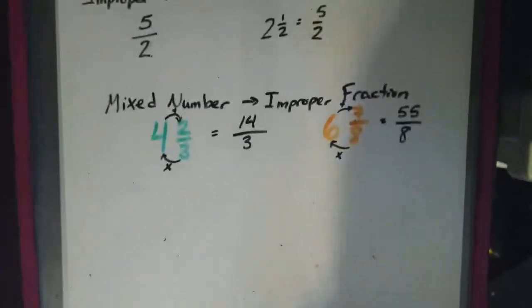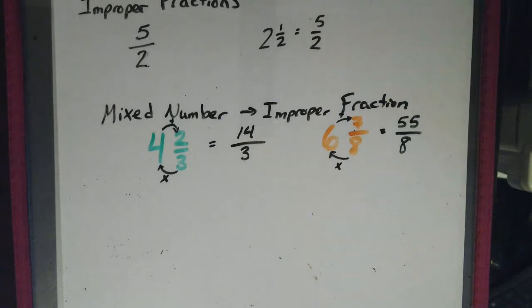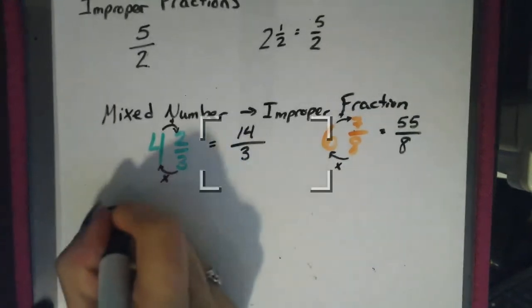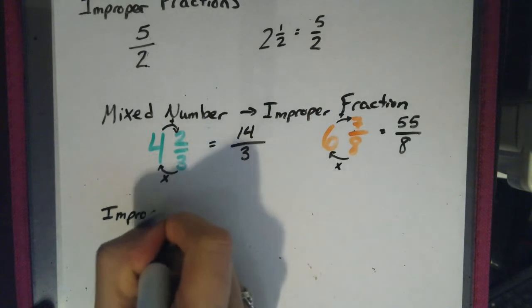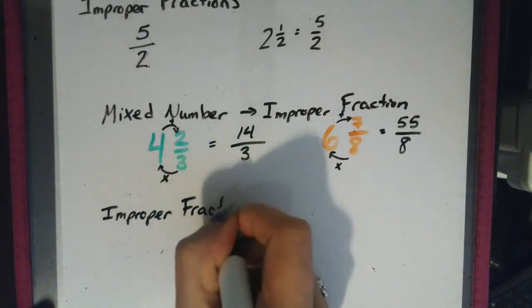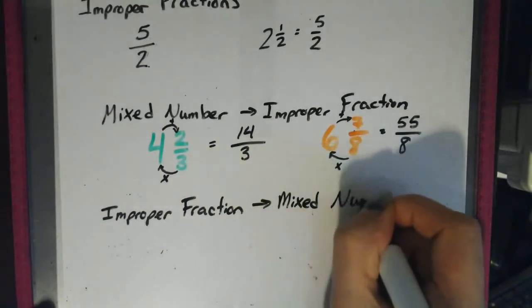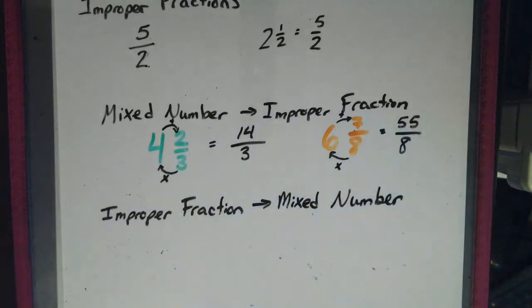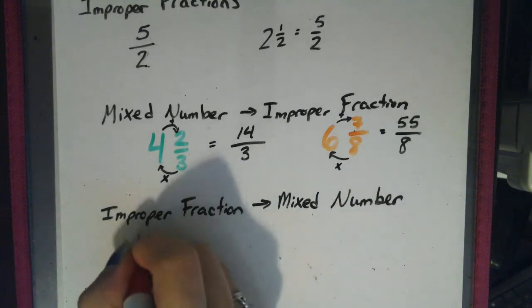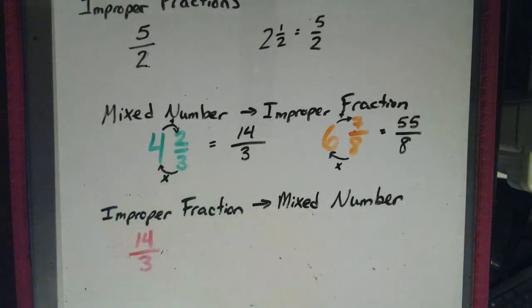Since we're already talking about converting between improper fractions and mixed numbers, I'm going to show you how to go the other way too. So to take an improper fraction to a mixed number. And let's just do the same two examples we just did, just to show that we get back to the same thing we started with. So if we start with an improper fraction like 14/3, and we know that's an improper fraction because the numerator, 14, is bigger than the denominator, 3. We're going to ask ourselves, how many times does 3 go into 14?